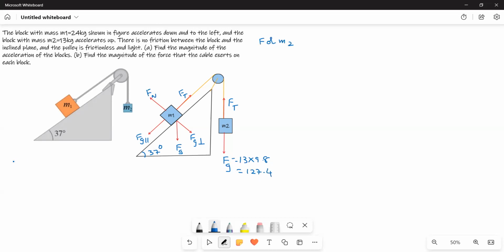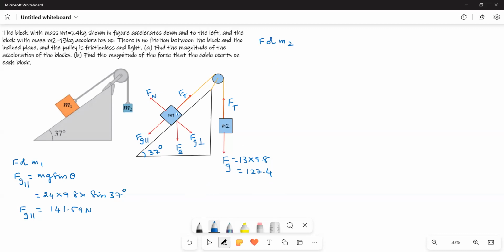And then for m1, we have to write Fg parallel. Fg parallel is equal to mg sine theta, that is equal to 24 times 9.8 times sine 37 degrees. This gives a value of 141.49 newtons. This is Fg parallel. Okay. Now we can proceed further.